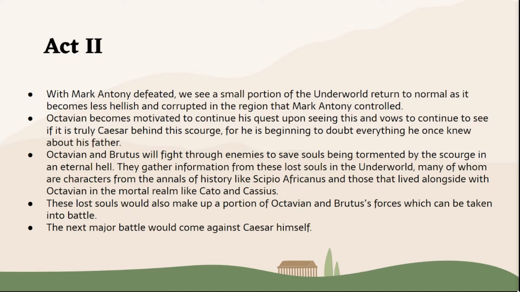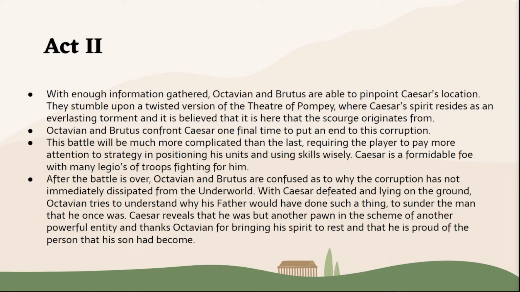Some lost souls would also make up a portion of Octavian and Brutus's forces as non-playable characters, NPCs, and they can be taken into battle as well. The next major battle to conclude this act would actually come against Caesar himself. After gathering enough information, our duo will find Caesar in a twisted version of the Temple of Pompey, the place where Caesar was assassinated in the mortal realm.